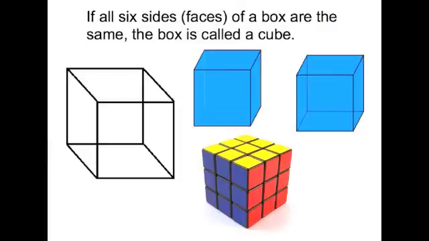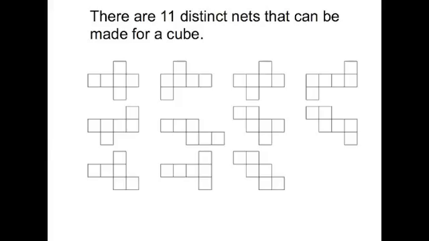If all 6 faces of a box are the same, the box is called a cube. There are 11 distinct nets that can be made for a cube, and there are many wrong ways to make nets for cubes. If you think you have a net for a cube and you're not sure, get a pair of scissors, cut it out. If you can fold it back up so that it's a cube, then you've got one, and if you can't, then you've probably made an error.